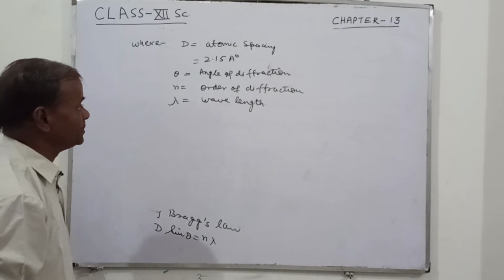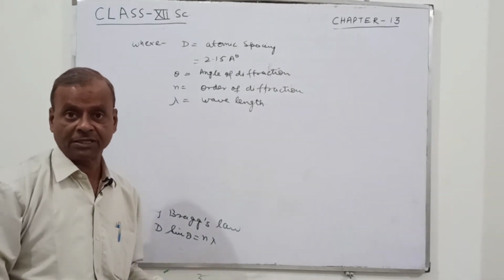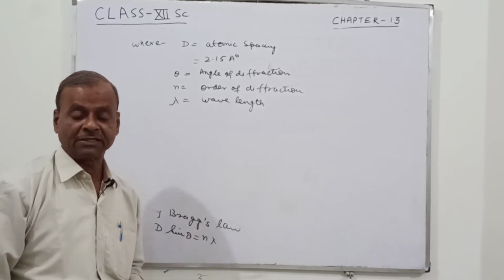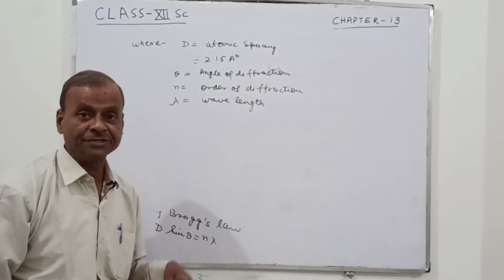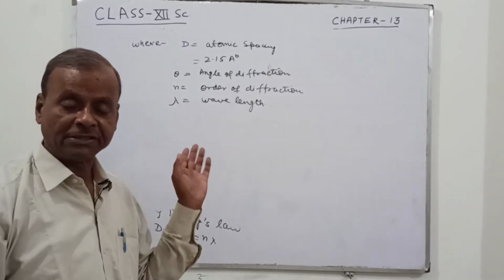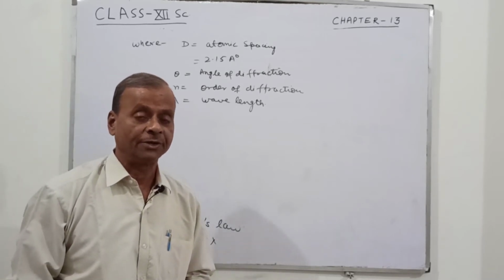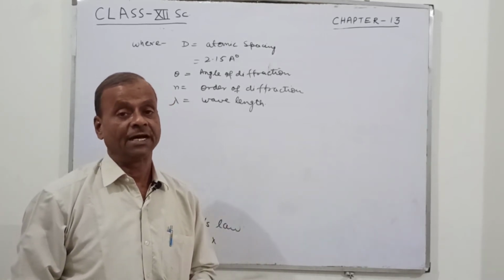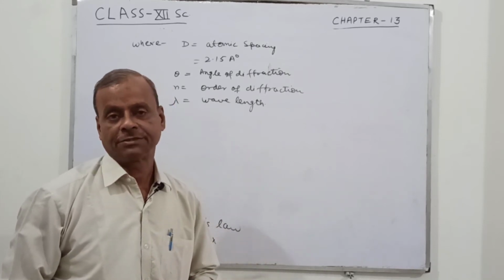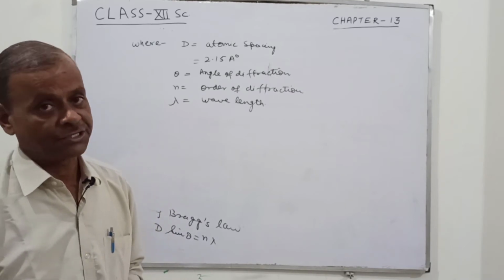Order of diffraction means that the electron beam is diffracted by the first layer, second layer, third layer, fourth layer. If diffracted from the first layer, then n equal to 1. Diffracted by the second layer of the nickel crystal, then n equal to 2. By the third layer, then n equal to 3. As the beam is accelerated by higher potential, it will get higher energy. Then it will be diffracted by the inner layers of the nickel particles in the crystal.